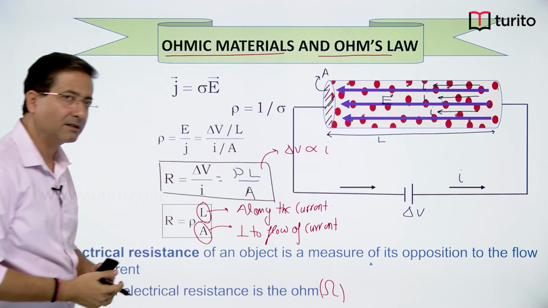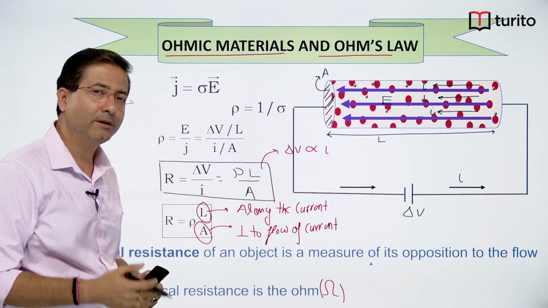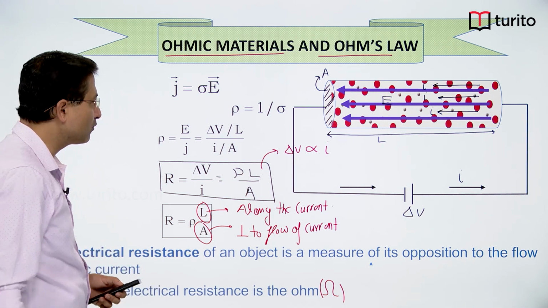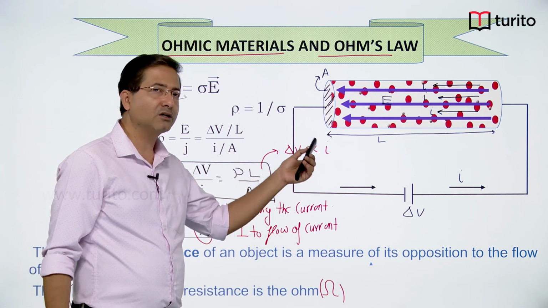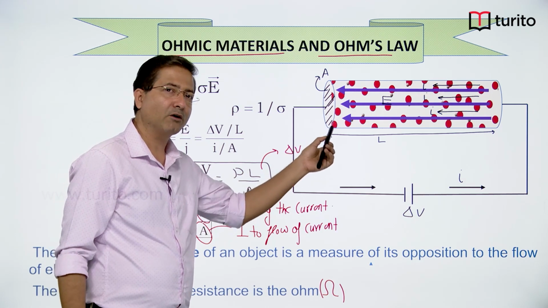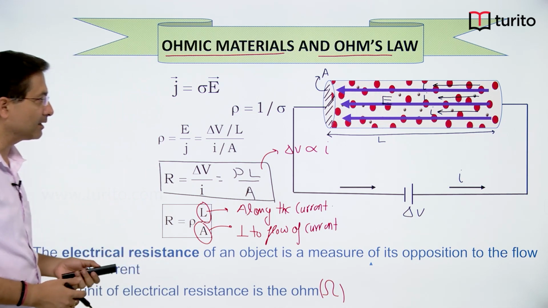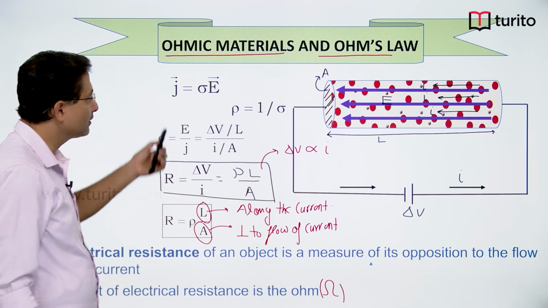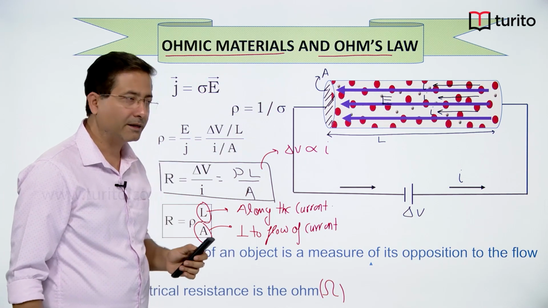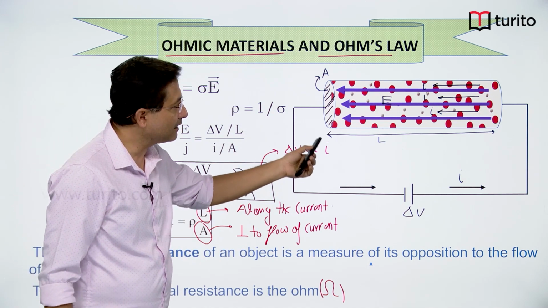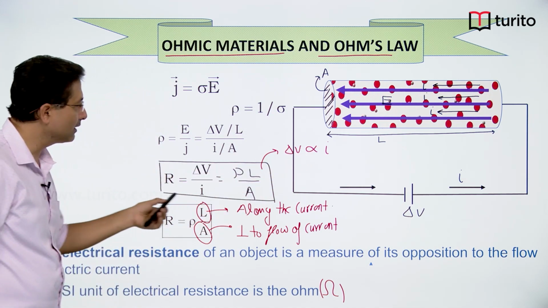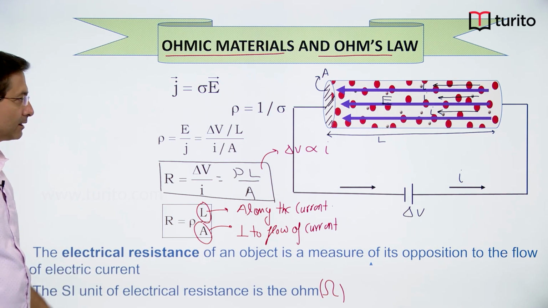So, it is not necessary that all materials obey Ohm's law. It might be that the voltage difference is proportional to I square, or I to the power minus 2 by 3, or it may be any other function. If it is directly proportional, then the material is said to be an ohmic material, right, and the proportionality constant is called the resistance of the material.